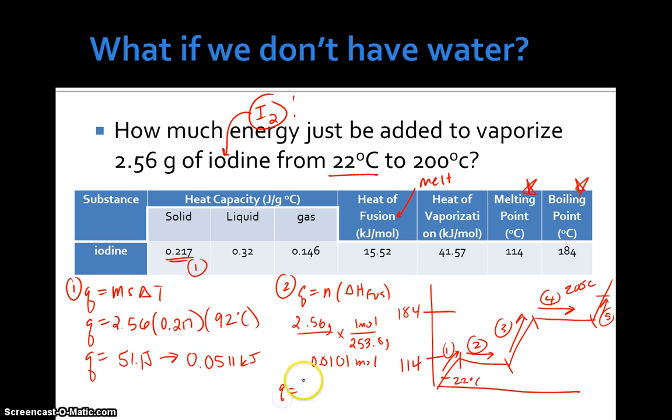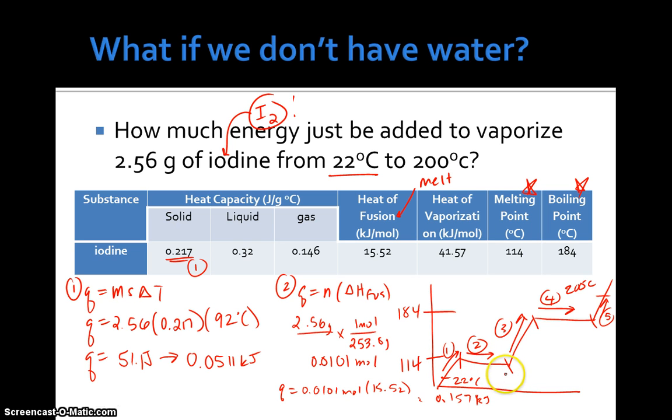Now we're going to take that number and multiply it by the delta H fusion. So Q equals 0.0101 moles times 15.52, and that's going to get us how many kilojoules we need to melt, a total of 0.157 kilojoules. So far, we know it takes 0.0511 kilojoules to get us to the melting point, and 0.157 kilojoules to get us through the melting process.